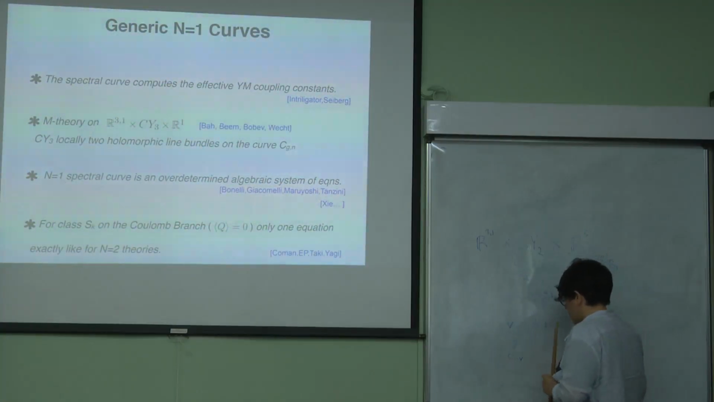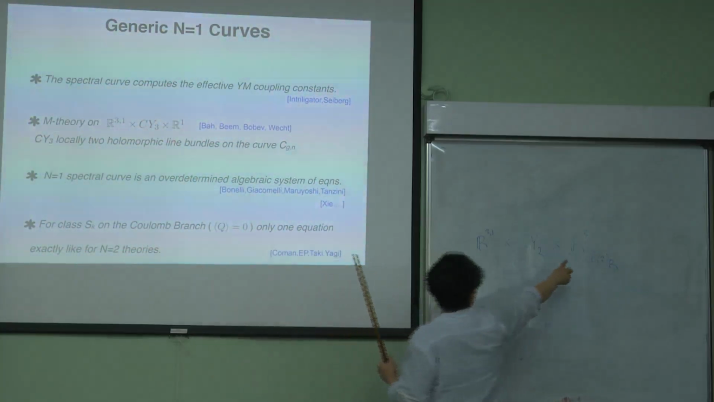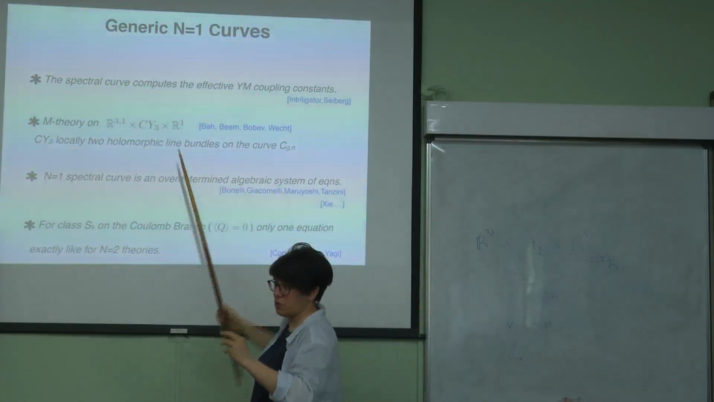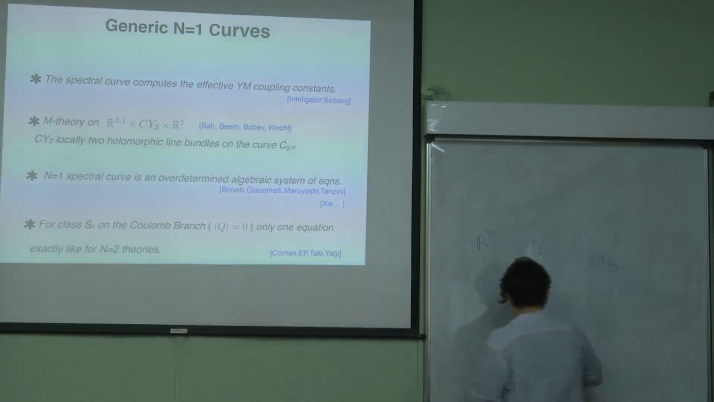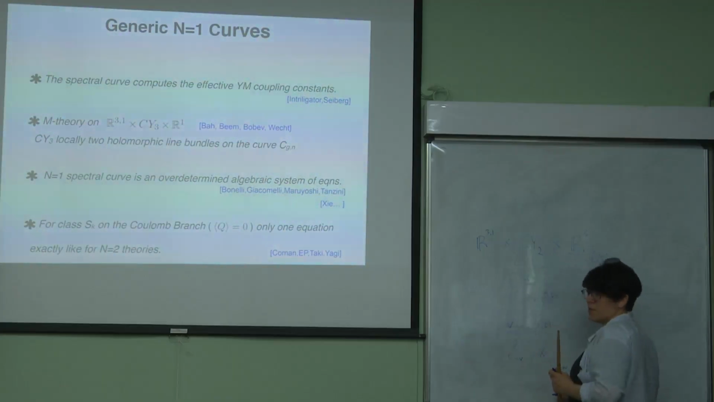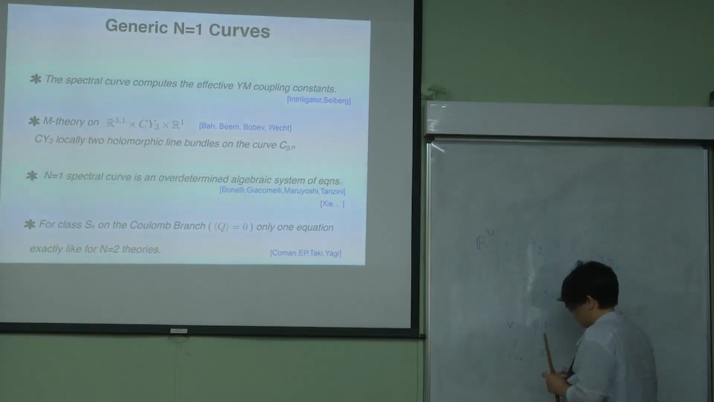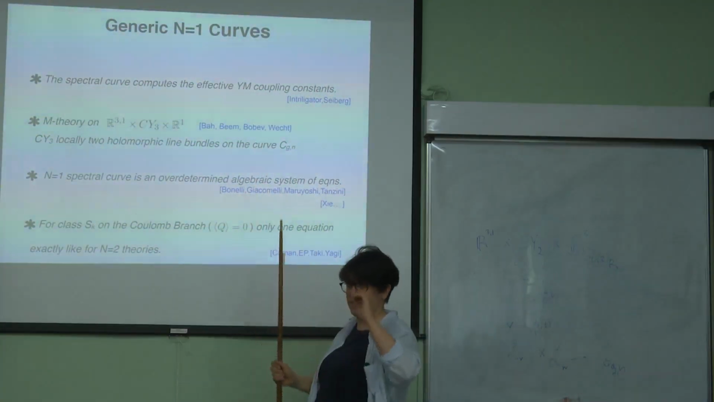Now, in order to do N equal to 1 theories, I don't have this nice thing anymore that 3 things are here. Only 1 is here, and I have Calabi-Yau threefolds. So I have these 2 line bundles. I will have this and another one, let's call it W. And they will be, this is G, comma, N.